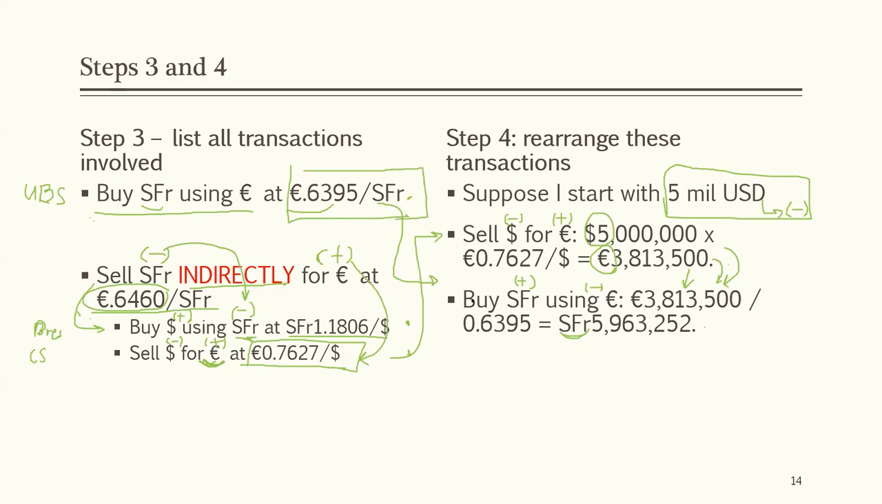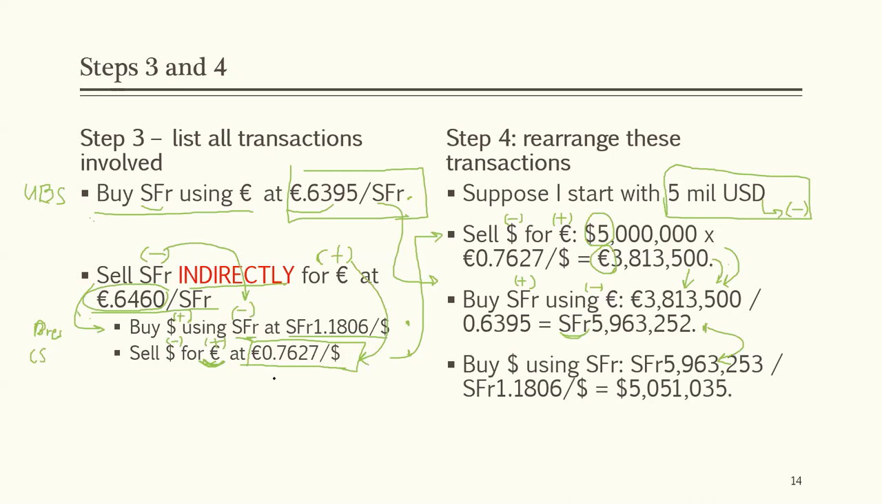Once again, after the second transaction, I have acquired the franc. So in my last transaction, I will be looking to sell the franc. Since I only have one transaction left, I'm just going to write it here. Here I'm selling the franc and I'm acquiring the USD. I'm converting this much franc from step two to the USD at this exchange rate here. This is from the question.